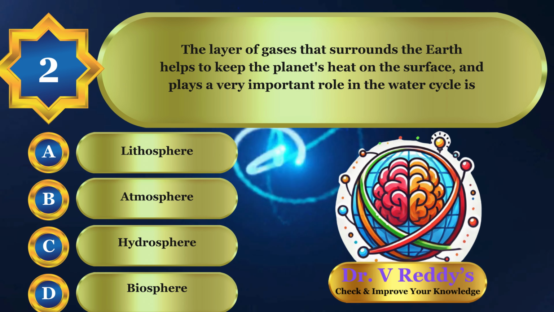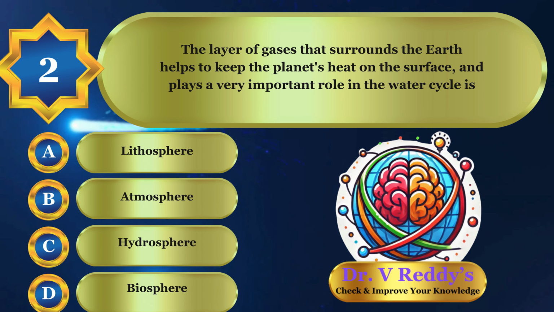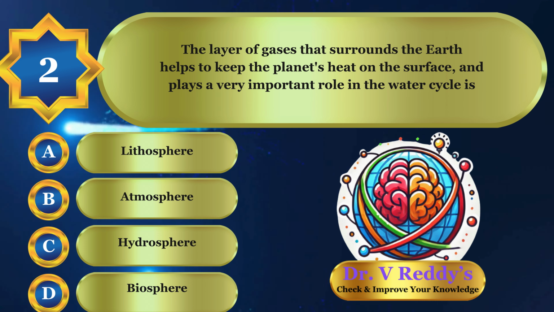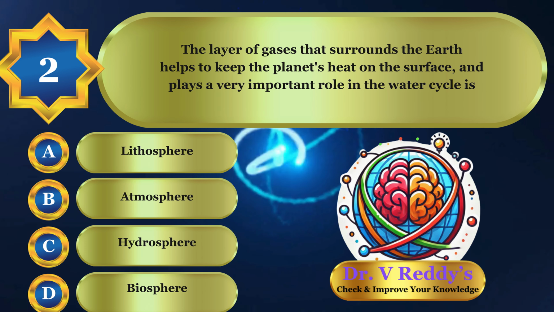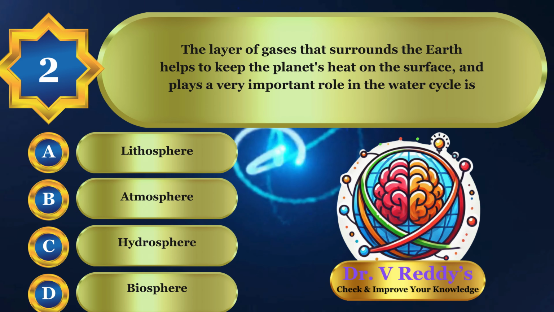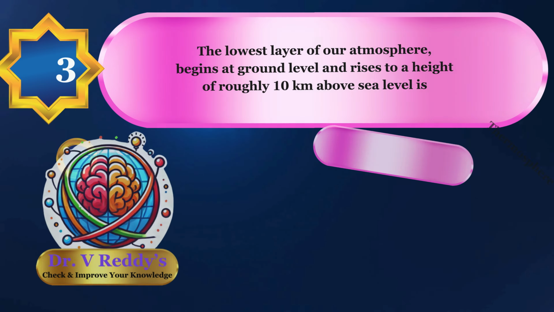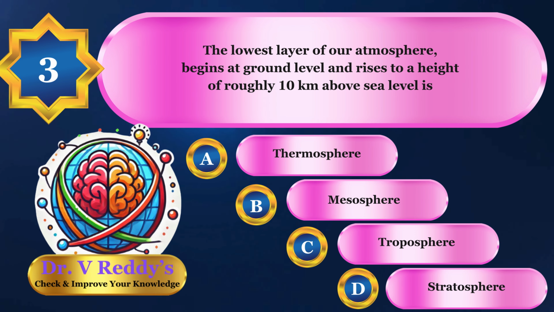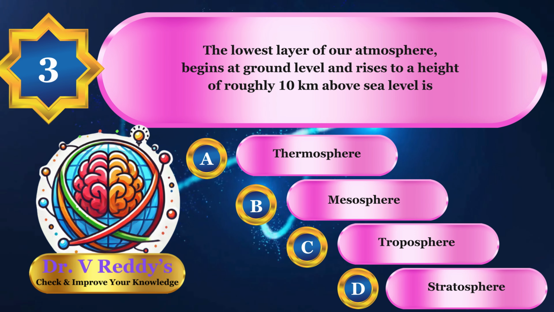2. The layer of gases that surrounds the Earth helps to keep the planet's heat on the surface and plays a very important role in the water cycle is A. Lithosphere, B. Atmosphere, C. Hydrosphere, D. Biosphere. 3. The lowest layer of our atmosphere begins at ground level and rises to a height of roughly 10 kilometers above sea level is A. Thermosphere, B. Mesosphere, C. Troposphere, D. Stratosphere.